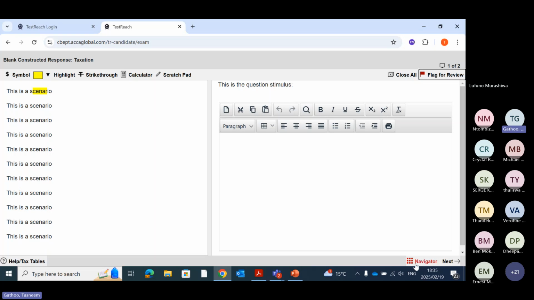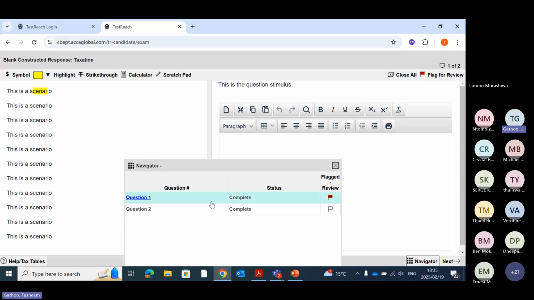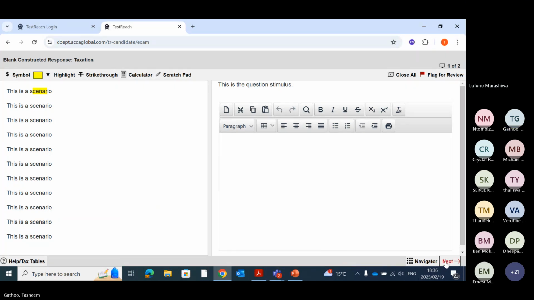At the bottom, where it says navigator, you will click on this navigator and it will show you, okay, question 1 is complete, but I flagged it for review. That means I haven't completed it correctly, or there may be something that I wanted to double check. You can see it there. This will give you a full overview also to make you understand: have you answered every question? Make sure that you answer every single question.